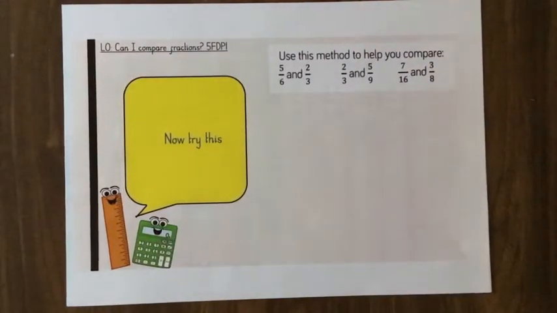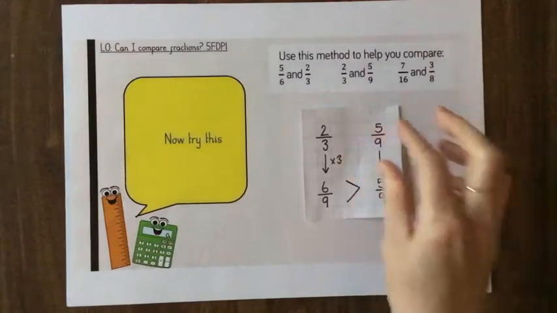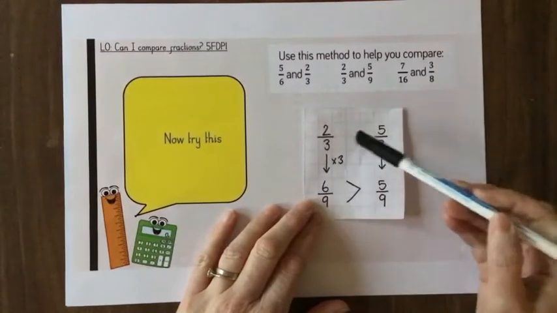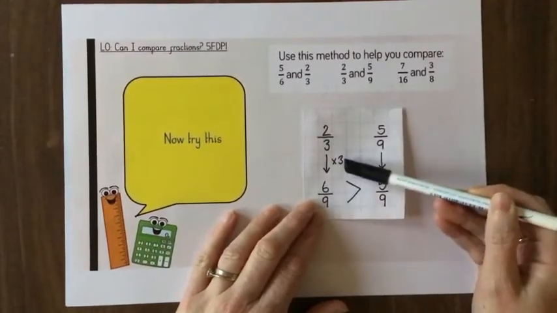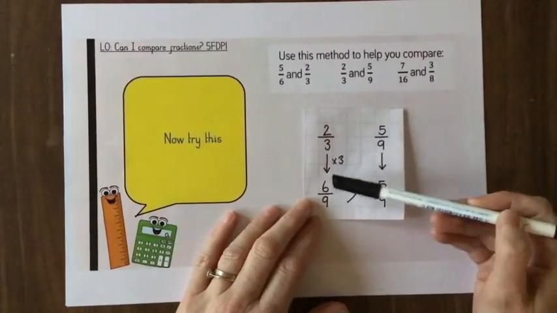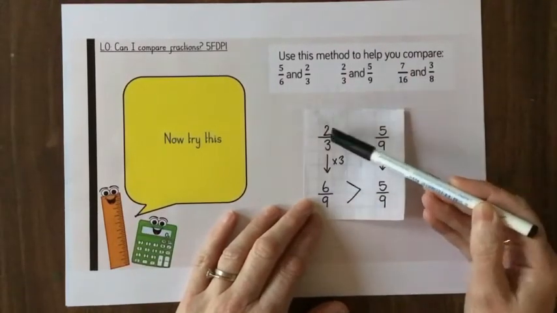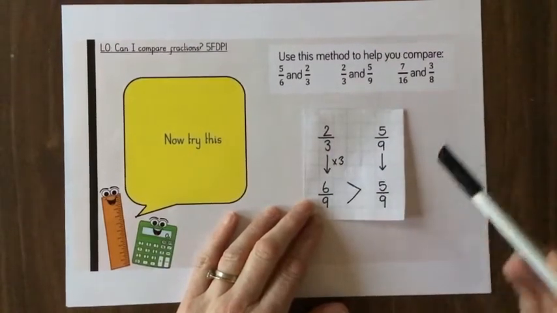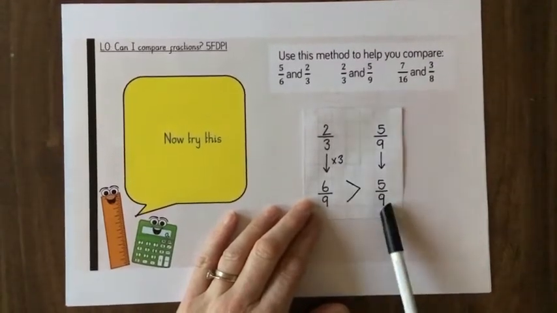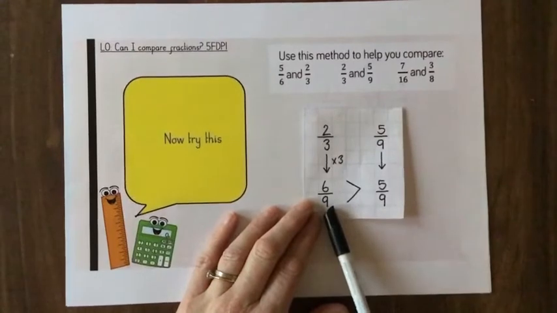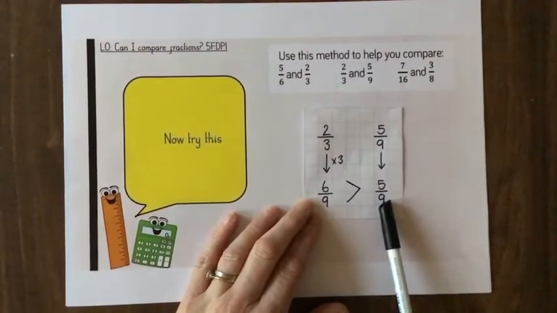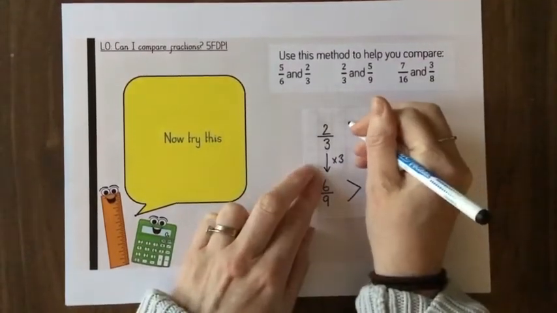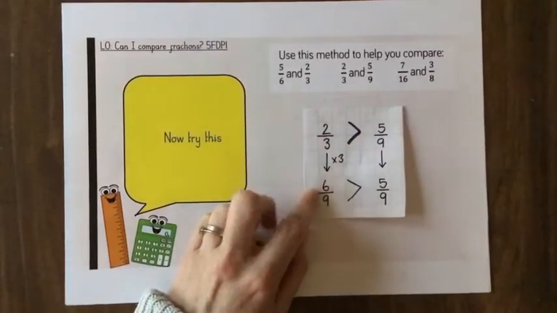In our next question, we've got 2/3 and 5/9 to compare. This time we're going to keep the ninths the same, and we're going to turn thirds into ninths by multiplying by 3. When we do that, we end up with 6/9, because 2 times 3 is 6, 3 times 3 is 9. We then end up with 6/9 and 5/9 to compare. 6/9 is going to be greater than 5/9, looking at the numerators. So in our original fraction, we would put that symbol like so.